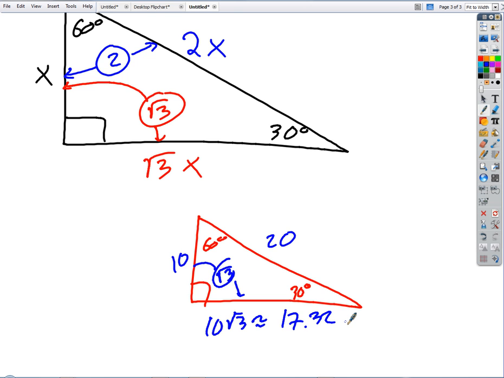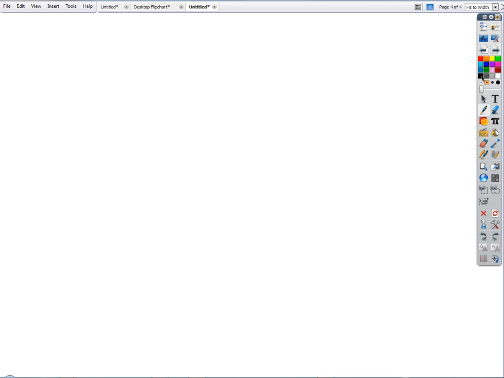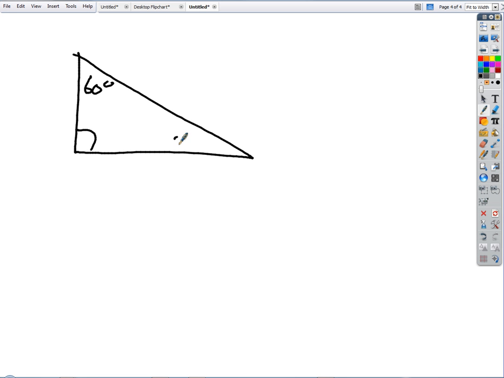What if I give you a different side? What if I give you, for example, the hypotenuse this time. If the hypotenuse is going to be 30, and I want to find the length of the short side. 15, yeah, because 2 is the magic number. I'm making it smaller, so I divide. So I get 15.